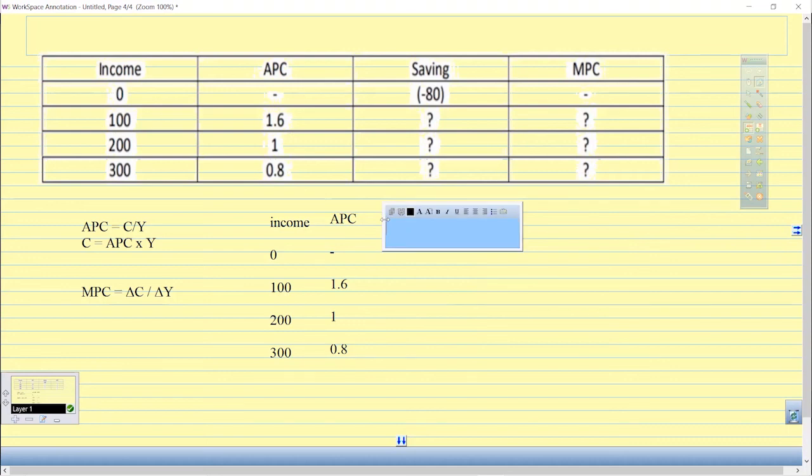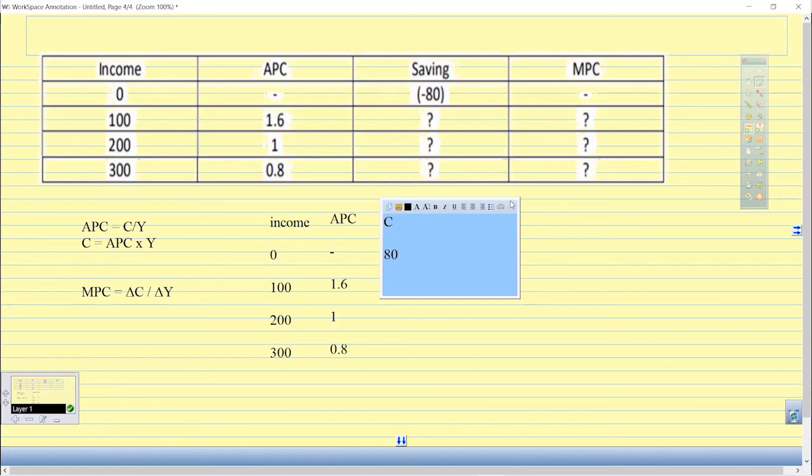Next we will make a column for consumption. Consumption I am denoting by the letter C. Even when income is 0, consumption will be positive. That is known as autonomous consumption. How much will the autonomous consumption be in this case? See, saving is minus 80 when income is 0, so dis-saving is 80. That is the portion of autonomous consumption. Here I will write 80. When income is 0, consumption is 80.